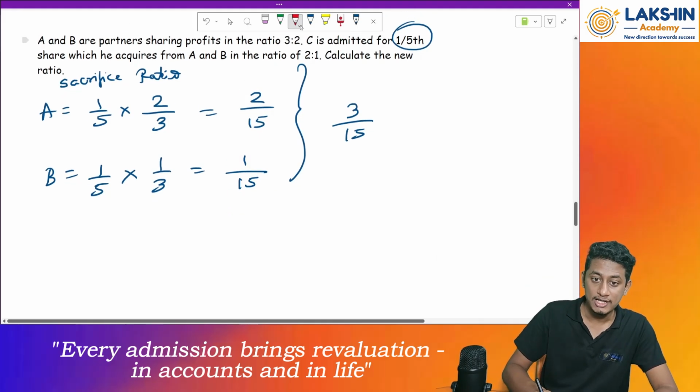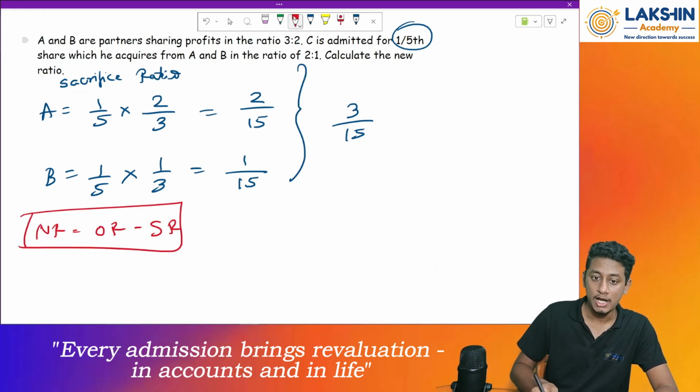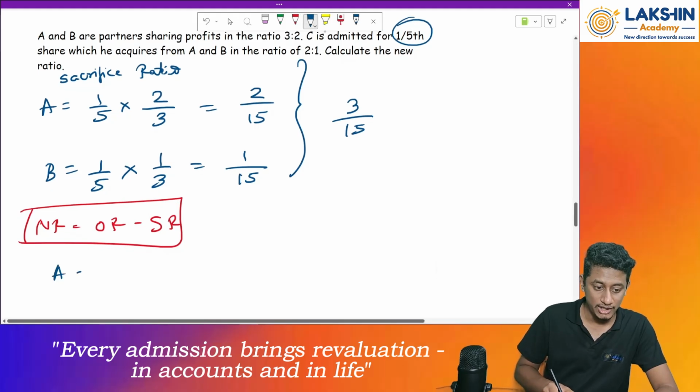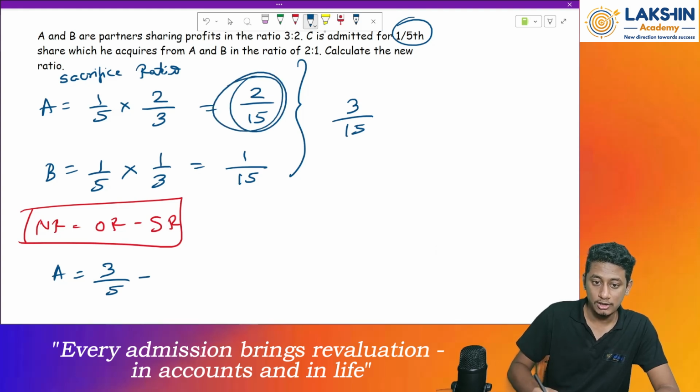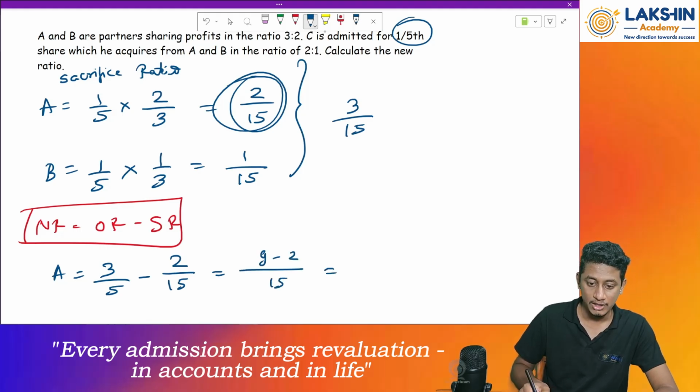How do you find it? Simple. Again use the formula. New ratio is equal to old ratio minus sacrifice ratio. So for A, let's find out. A has an old ratio of 3 by 5, minus 2 by 15. If I have to equate it, 3 by 5 is 9 by 15, so 9 minus 2 will be 7 by 15.